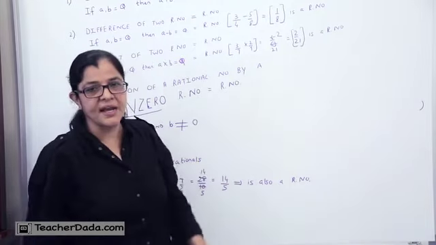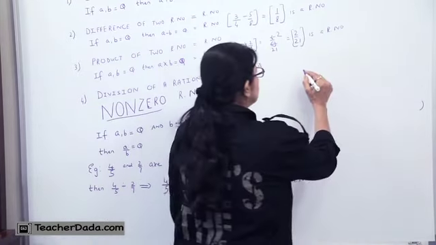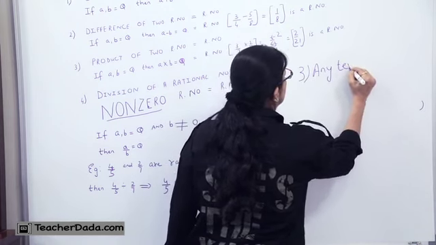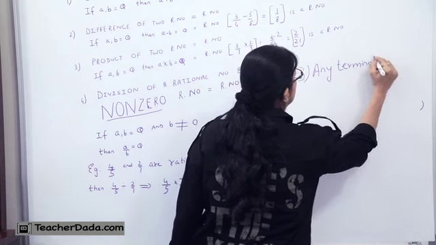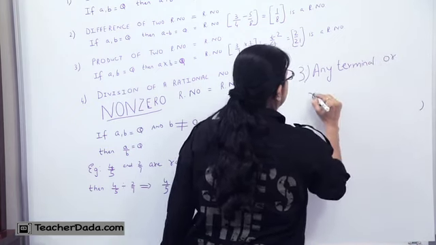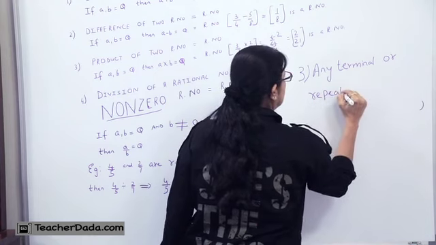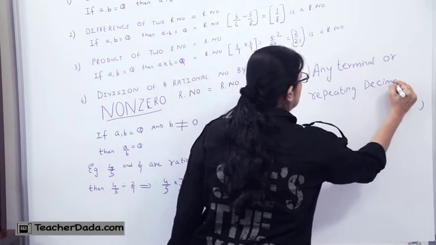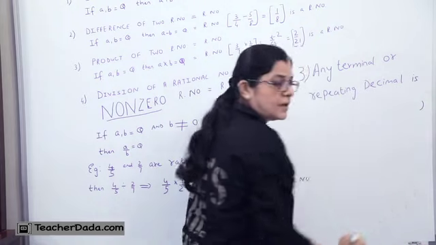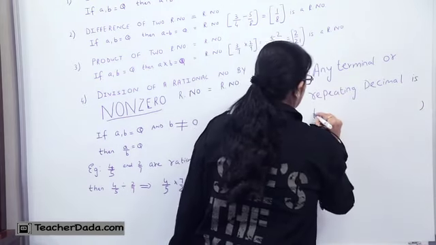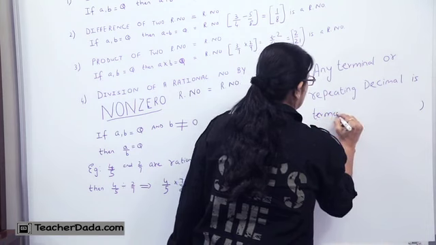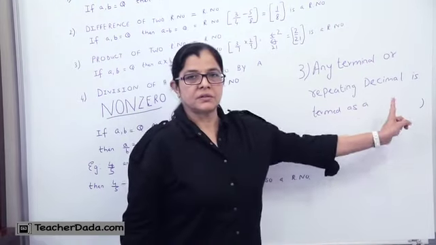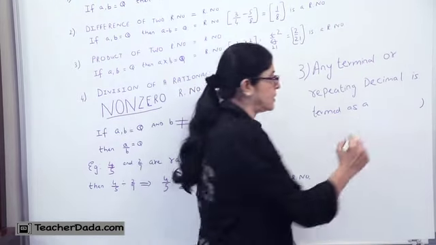The third concept is any terminal or repeating decimal is called a rational number. Any terminal or repeating decimal is termed as a rational number. I will be writing R dot N. The full form of that will be rational number.